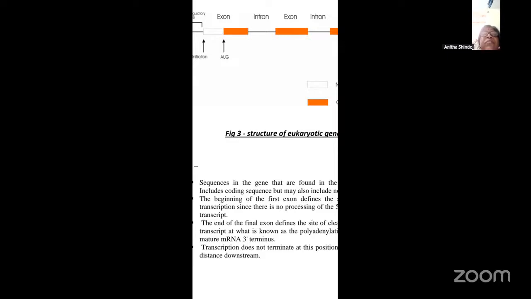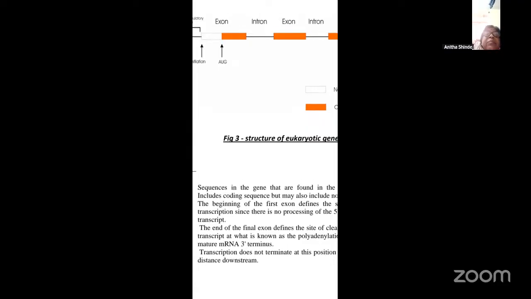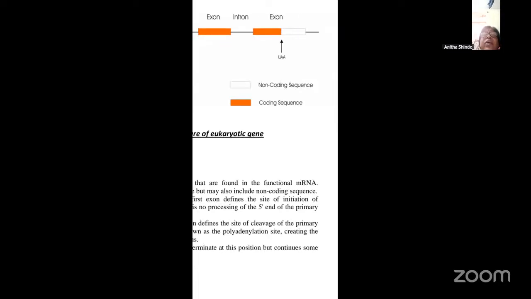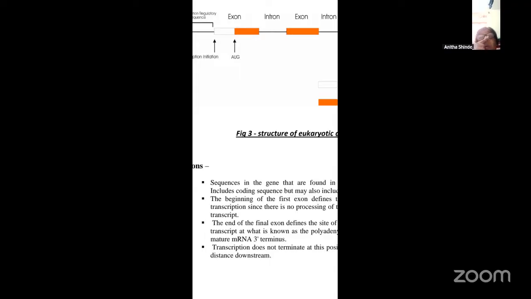So the beginning of the first exon defines the site of initiation of transcription, since there is no processing of the 5' end of the primary transcript. See here, this one. So the end of the final exon will define the site of the cleavage, here, site of the cleavage of the primary transcript at the 3' terminus. So transcription does not terminate at this position, but continues some distance downstream.